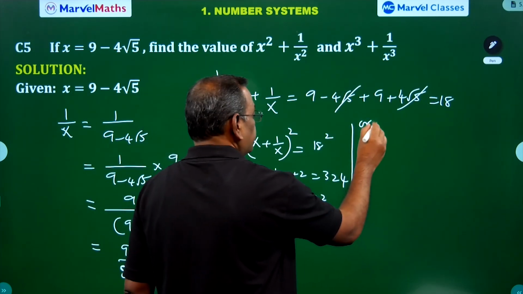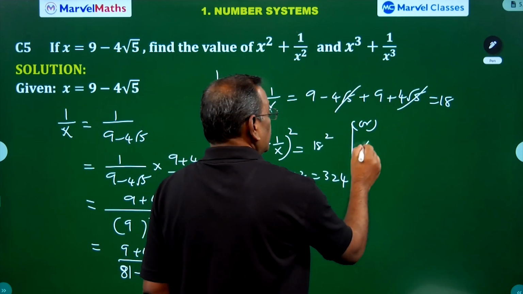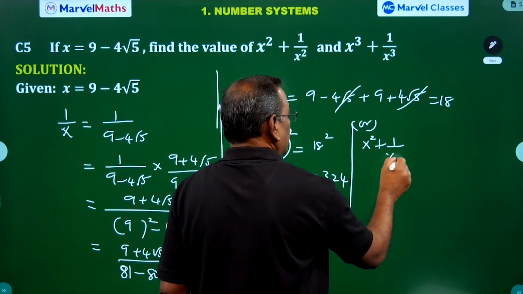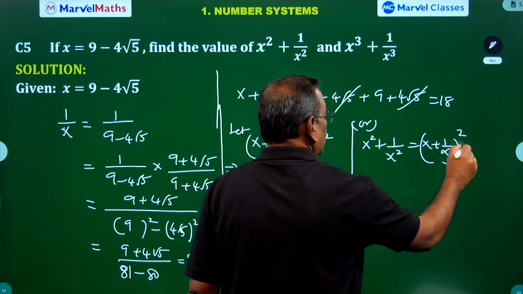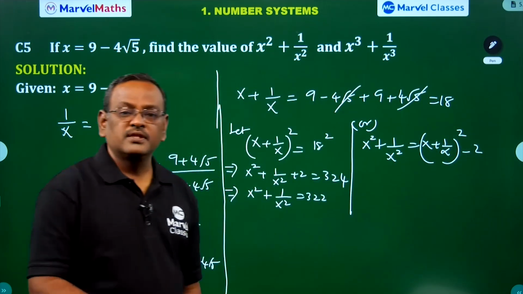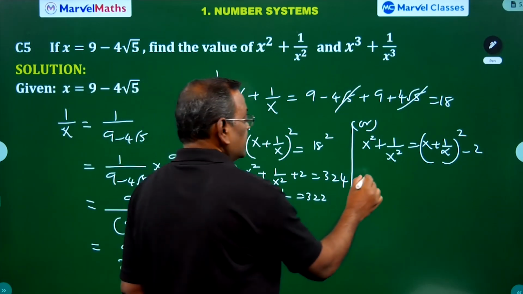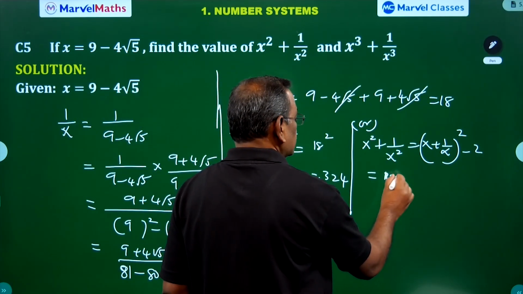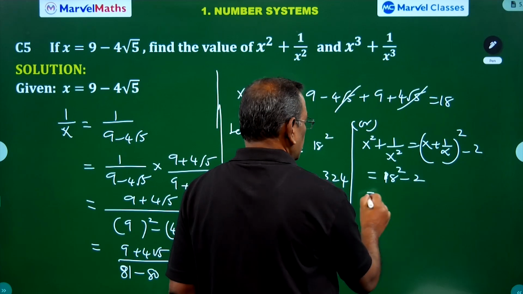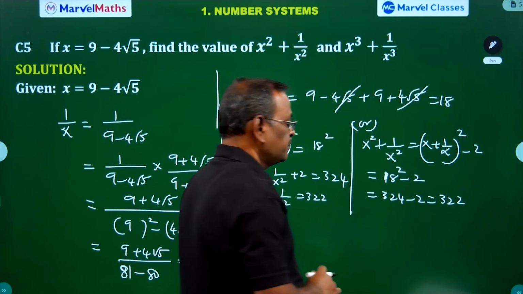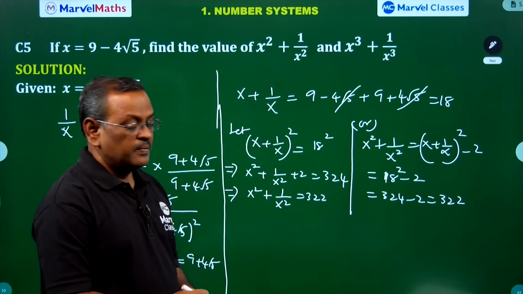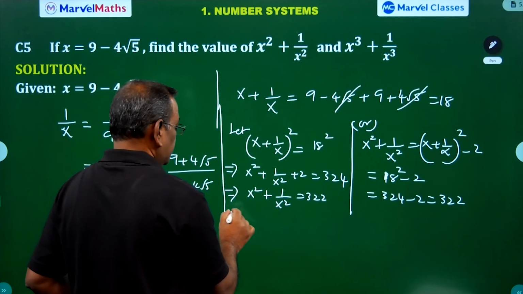Or you can use this method. Directly you can apply this formula. X square plus 1 by x square is x plus 1 by x the whole square minus 2. You can directly apply this formula, which is equal to 18 square minus 2, 324 minus 2, 322. Clear?